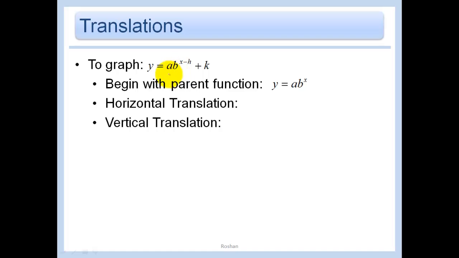So to graph this, you're going to begin with the parent function, apply that first vertical stretch or shrink, then do the horizontal translation of h units right, and then vertical translation of k units up.